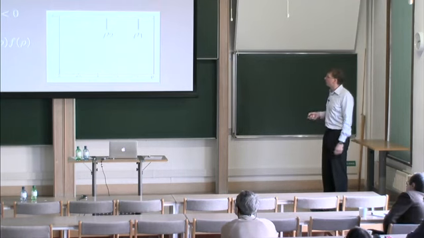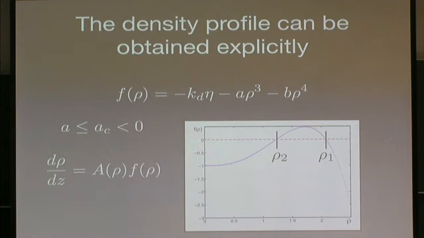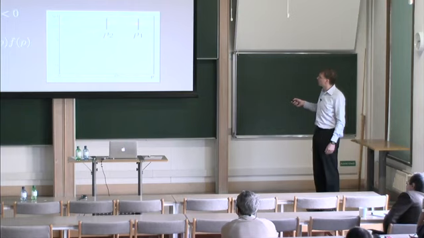Now the nice thing happens in the case when f has zeros, and it can have them because it has this non-monotonic character. If you make a sufficiently negative, or its absolute value sufficiently large, then you can have two zeros. One I will call rho 1, and the other one rho 2. I call this one rho 1 because it is the stable one. How do I see that? If I start with an initial condition in here, d rho by dz would be positive, so rho would increase. By going away from the membrane, you would go closer and closer to rho 1.